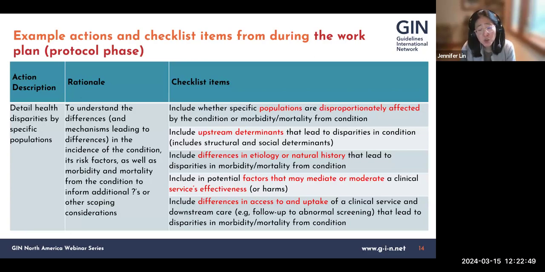And because the task force focuses on preventative services, we also think it's important not just to understand differences in access and uptake of the preventive service, but also for the immediate downstream care, for example, screening as well as follow-up for abnormal screening. And oftentimes, it is not just the uptake and access to a clinical service, but the differences in downstream care that lead to significant differences in morbidity and mortality.